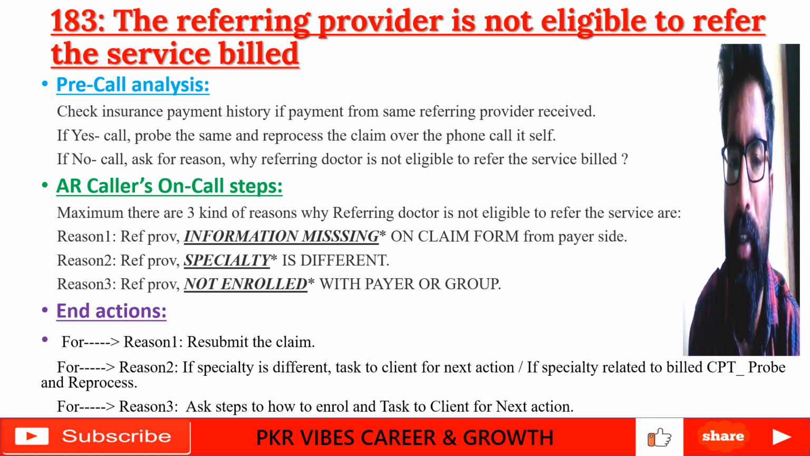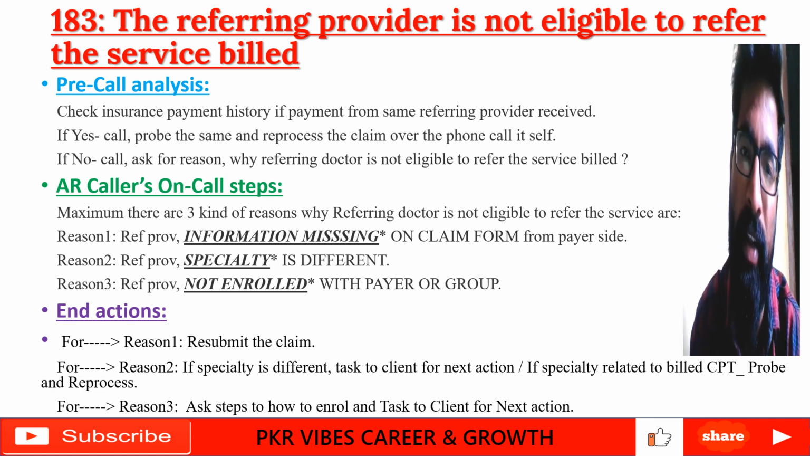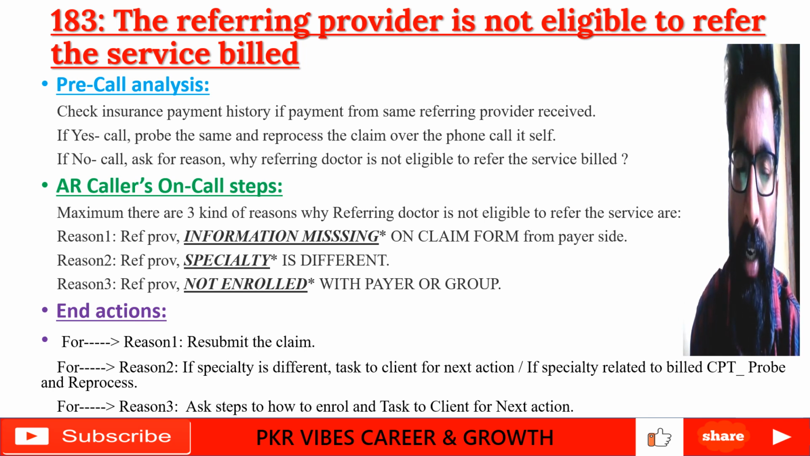Today we will discuss the denial CO-183 in medical billing. Here CO-183 stands for referring provider is not eligible to refer the service billed. Before we go into this denial, we have to understand that the referring provider information is available on the CMS 1500 form in box number 17 and 17B. 17B is the NPI, and in 17 we can see the name of the referring provider.